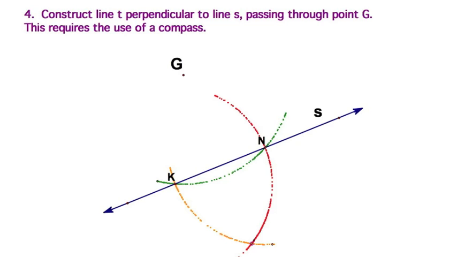And then I use my straight edge and I draw in line T. And, you know, in this one, let's throw in the right angle symbol. So there you go. That's a line T perpendicular to S, passing through point G.